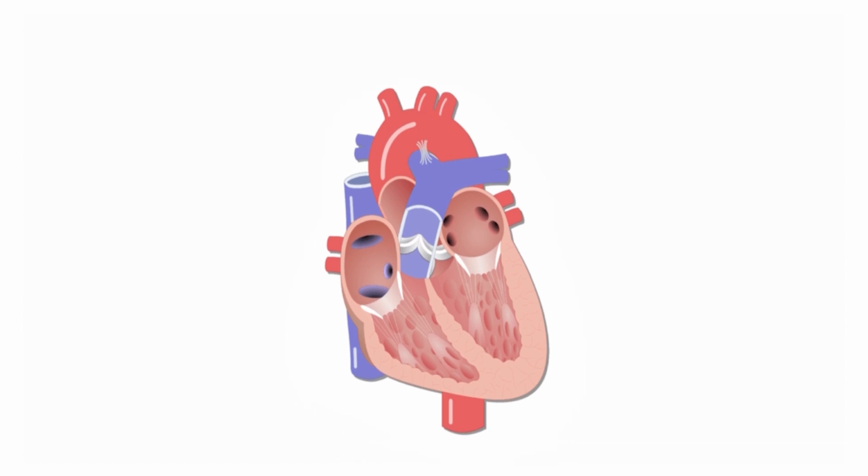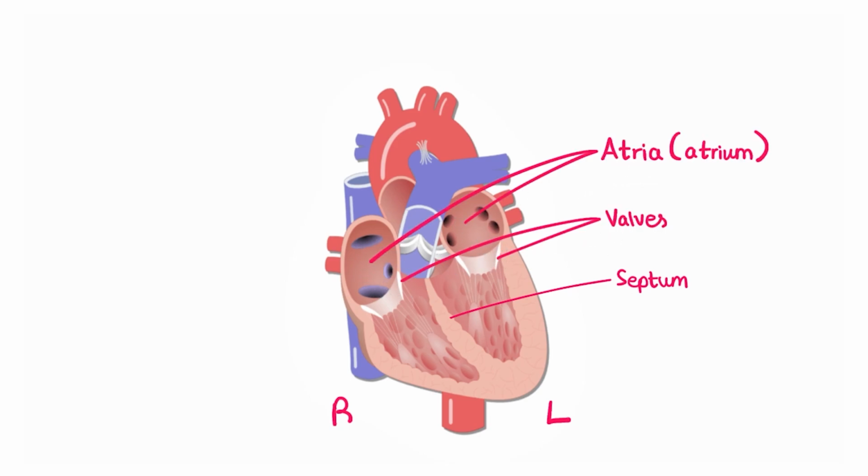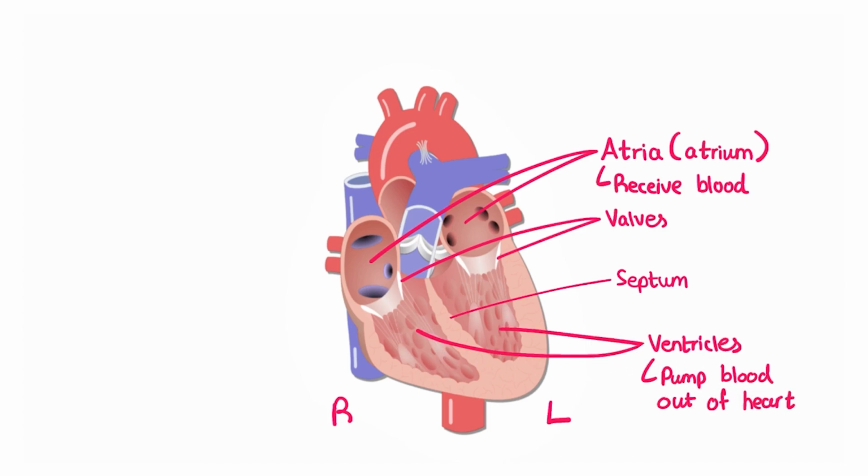Now, if we look a little closer at the heart, we see that it is divided into two sides, the right and the left, by a muscular wall known as the septum. Each of these sides is then further divided into two chambers, and these chambers are separated by valves. The upper chambers are called the atria, singular atrium, and these are what receive the blood from the veins. The lower chambers are called the ventricles, and these are what pump the blood into the arteries.